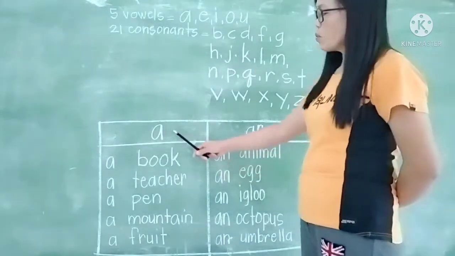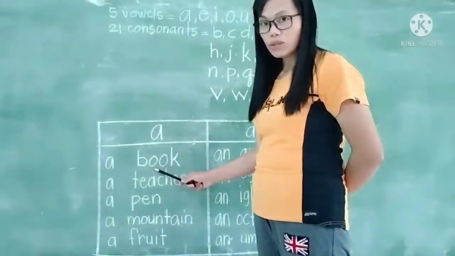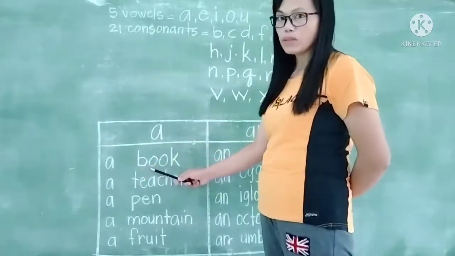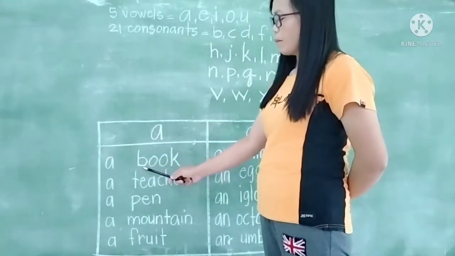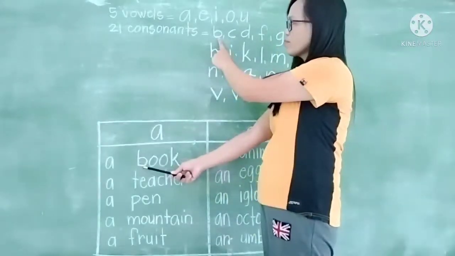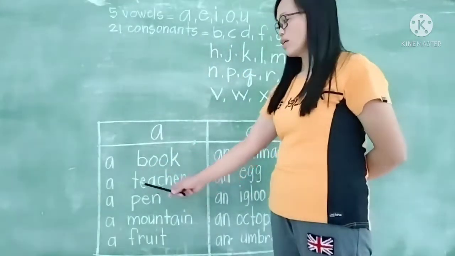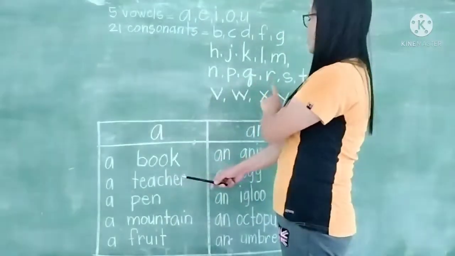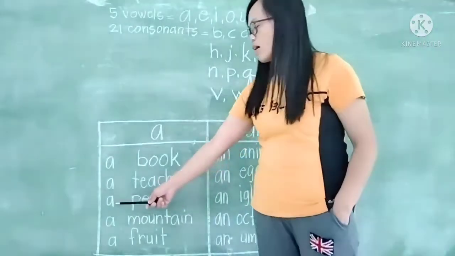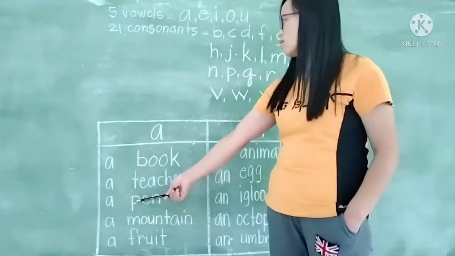So we have here a few examples given. We say a book. Why do you use a for book? Because book begins with a consonant, which is this one. And then a teacher. Teacher begins with T, with this consonant. So we use a. A pen. P is a consonant, which is here.